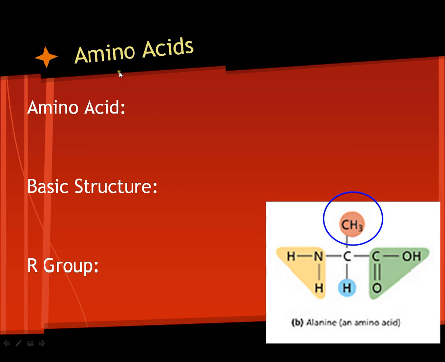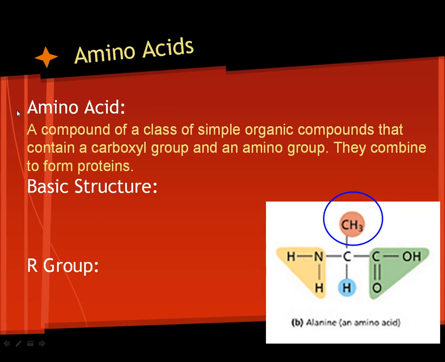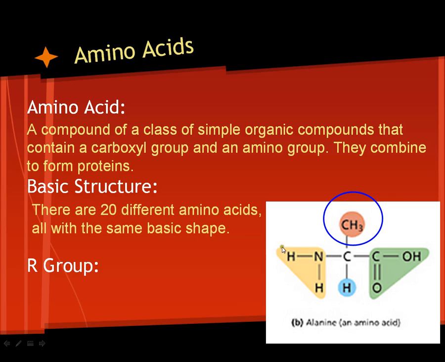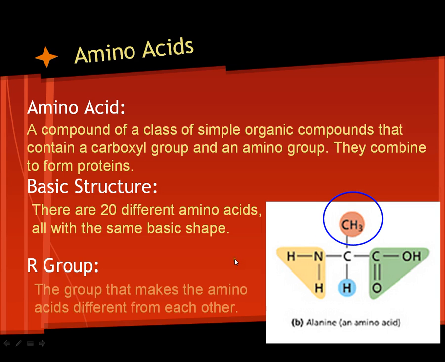So let's talk about amino acids that make up proteins. They're an organic molecule. This is generally what they look like. And you hook amino acids together to build proteins. The basic structure, they do look like this. There are 20 different amino acids. They all have the same basic shape here. The thing that's different is called the R group, which is circled in blue here.